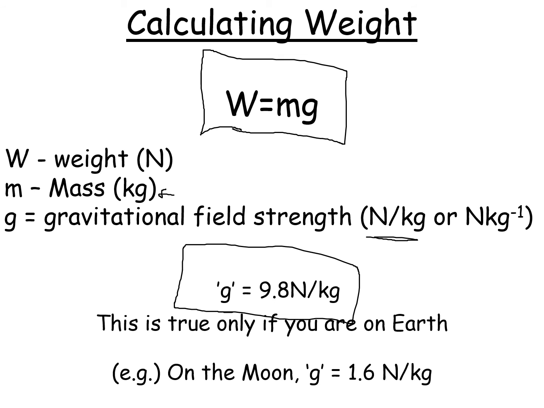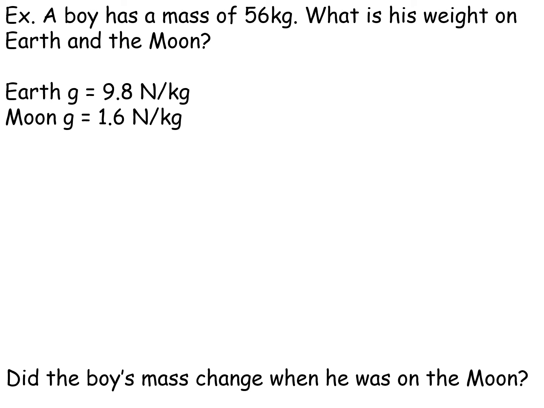Now, the only thing I want to add before I move on is that g does change depending on which planet you're on. So g is only 9.8 on Earth, but on the Moon it's a lot lighter, it's 1.6. And we'll look at the g of other planets and how that ties in with weight and space travel a bit later on. So here's your worked example, folks.